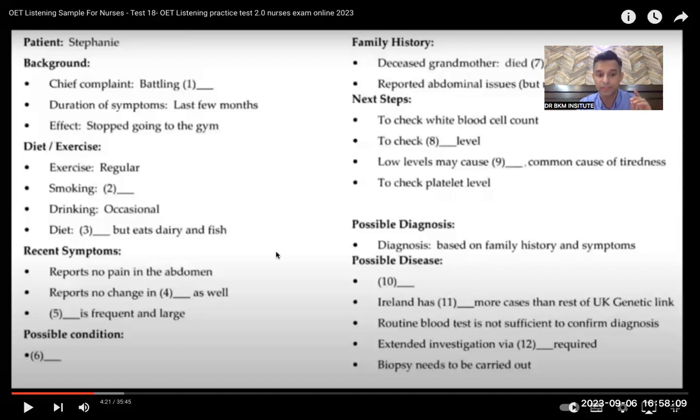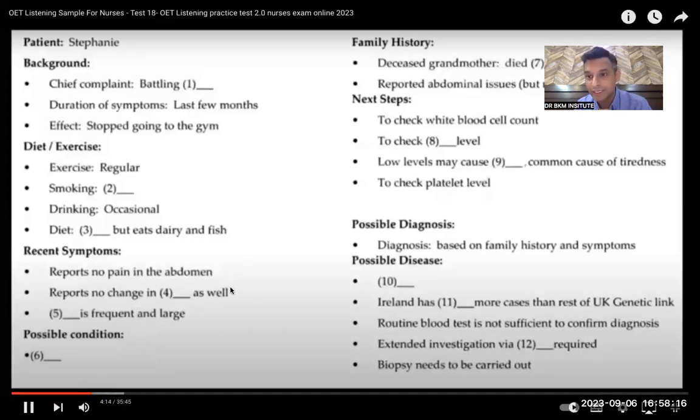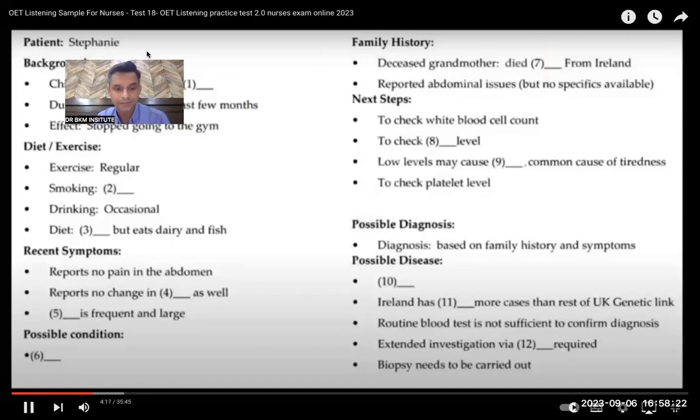So now the possible condition. Frequent and large bowel movements, that does point to something that could be important. It appears that you're experiencing malabsorption.